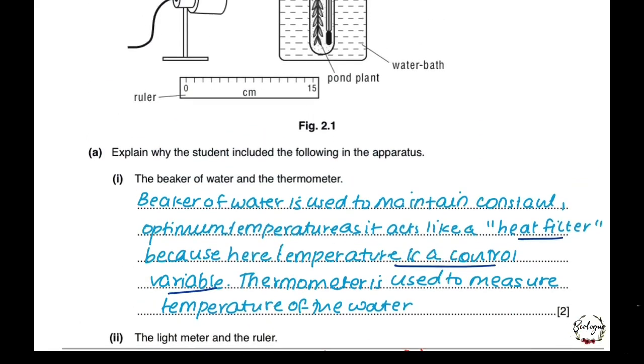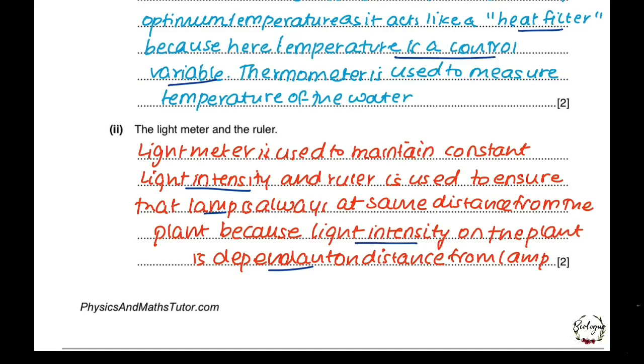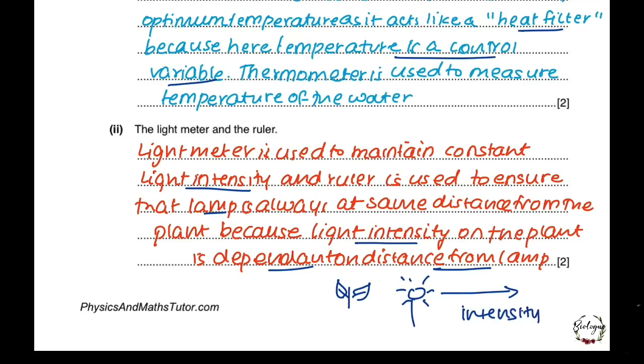All right. So here it says that light intensity on the plant is dependent on the distance from the lamp, right? So let's say you have your plant and this is your light source. If you move the lamp further and further away from the plant, the intensity decreases, and if the intensity decreases, the rate of photosynthesis decreases, because light is needed for photosynthesis.